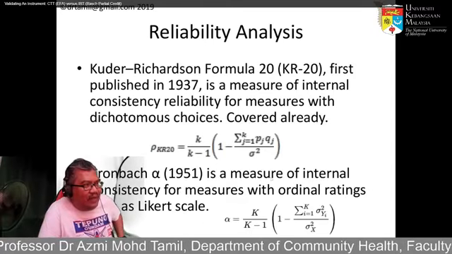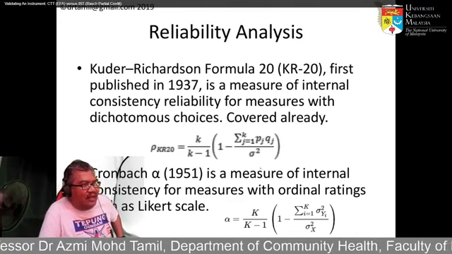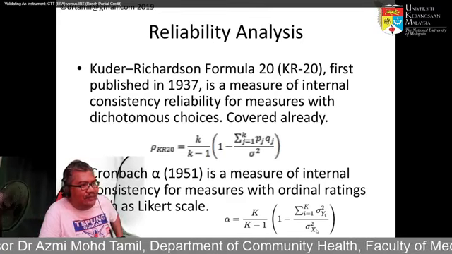Please look carefully. The formula are the same.